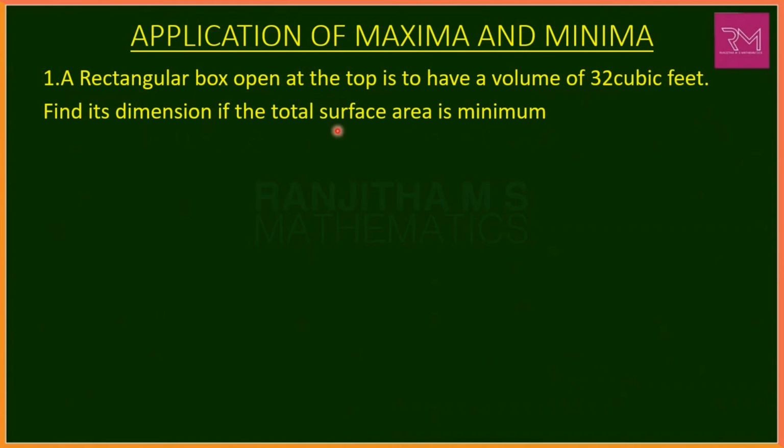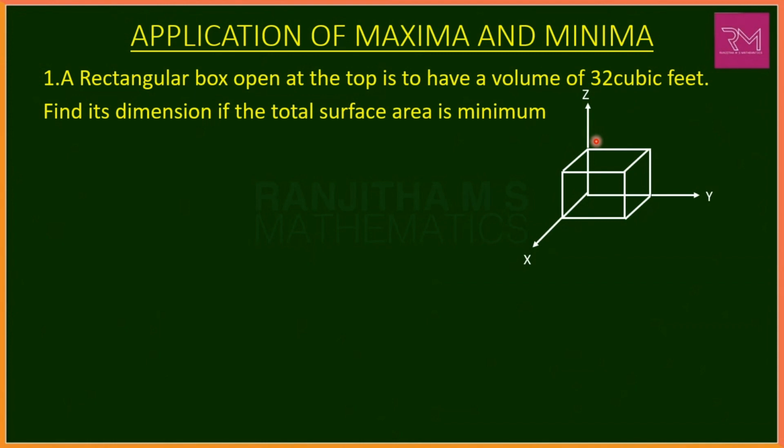Here simply we can find the minimum value for the rectangular box open at the top that is to have a volume of 32 cubic feet. For a rectangular box, we can consider a cube. Here this cube is a rectangular box. This is the x-axis, this is the y-axis, this is the z-axis.